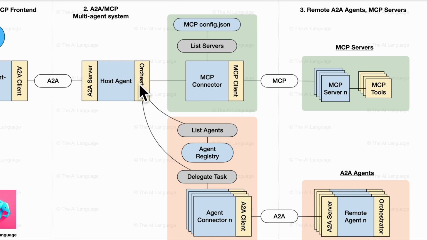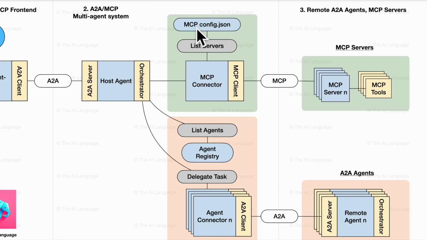On startup or during runtime, the host agent can use a discovery process to list all the agents that are registered in an agent registry. So it gets the URLs for the other agents' A2A servers. These URLs are mentioned in the registry, which is used by the orchestrator to get a list of available agents. At the same time, again during startup or during runtime, it can use an MCP connector to list all the MCP servers that are available by accessing something called an MCP config.json, which is a kind of registry for all the MCP servers that are available.